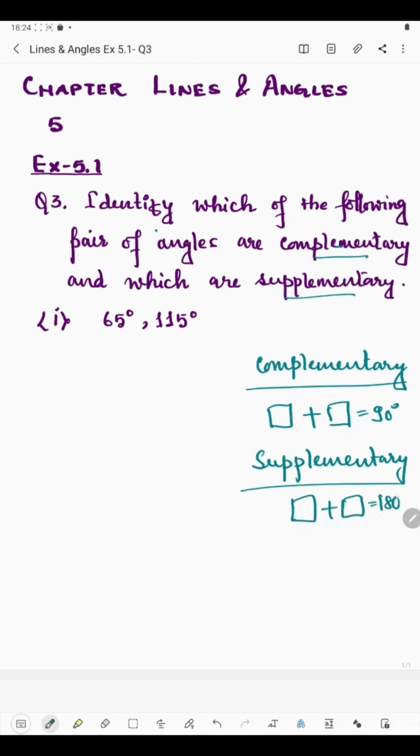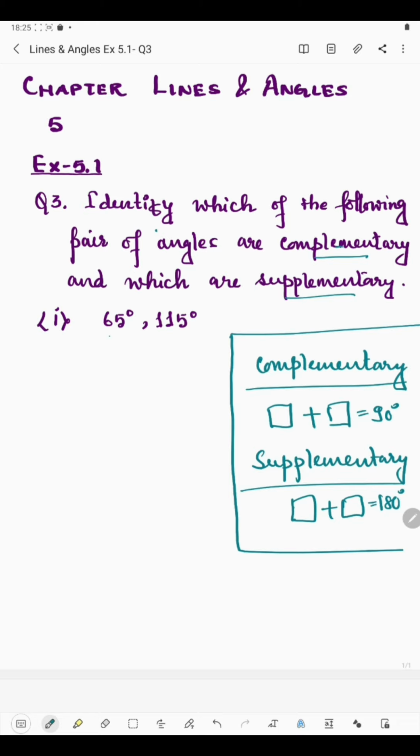Now, in the first part we have 65 degree and 115 degree. So what you have to do, we will have to just find the sum of this and then we'll check whether we have got 90 degree or 180 degree. If we get 90 degree, then those pair of angles are complementary angles, and if we get 180 degree, then those pair of angles will be supplementary.